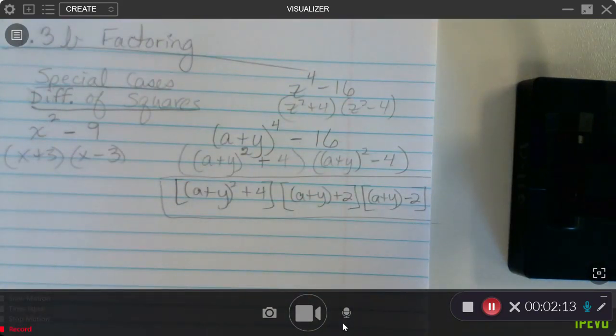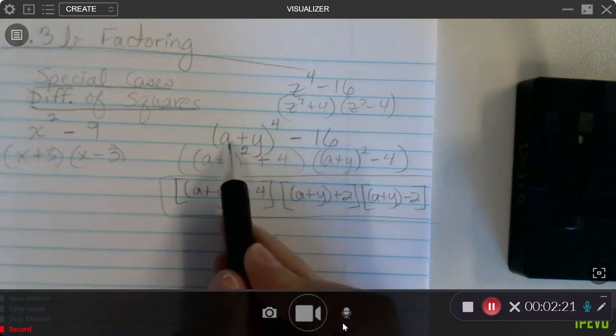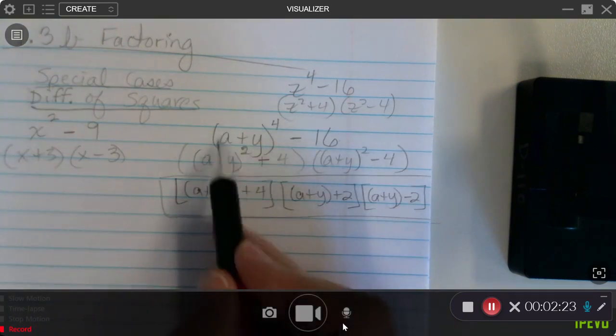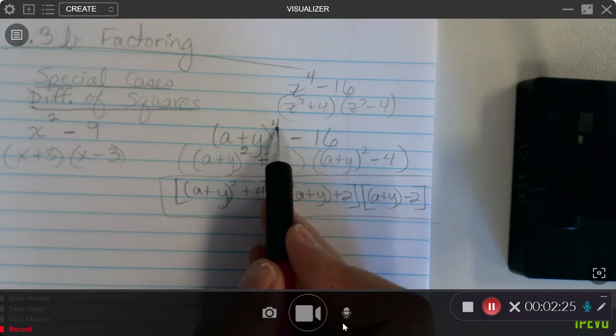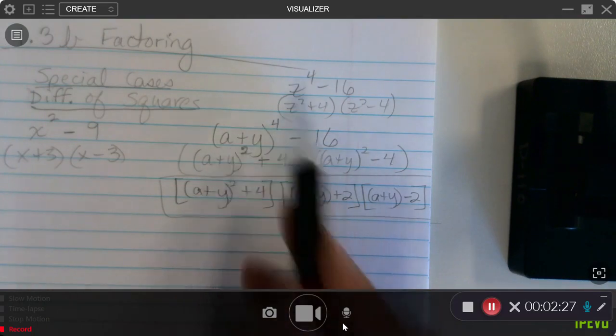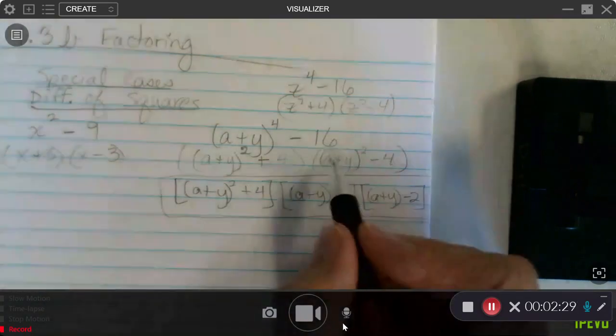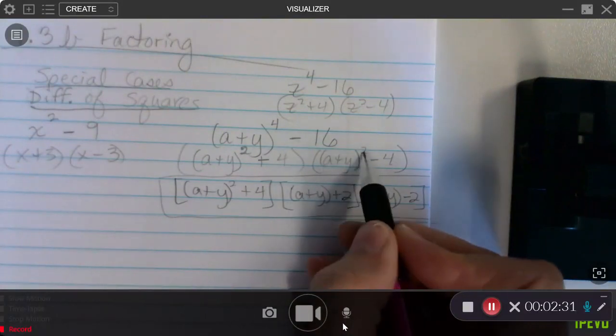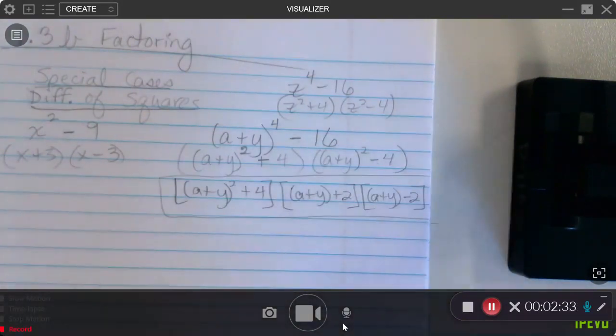See how that works? Just keep that blob all together and don't be thrown off by it. Don't be thrown off that this is an a plus y. It's just a thing to the 4th power, so it is a perfect square. Just like when we got down here, the thing squared minus a perfect square, another difference of two squares, right? So feel good about that? Good.